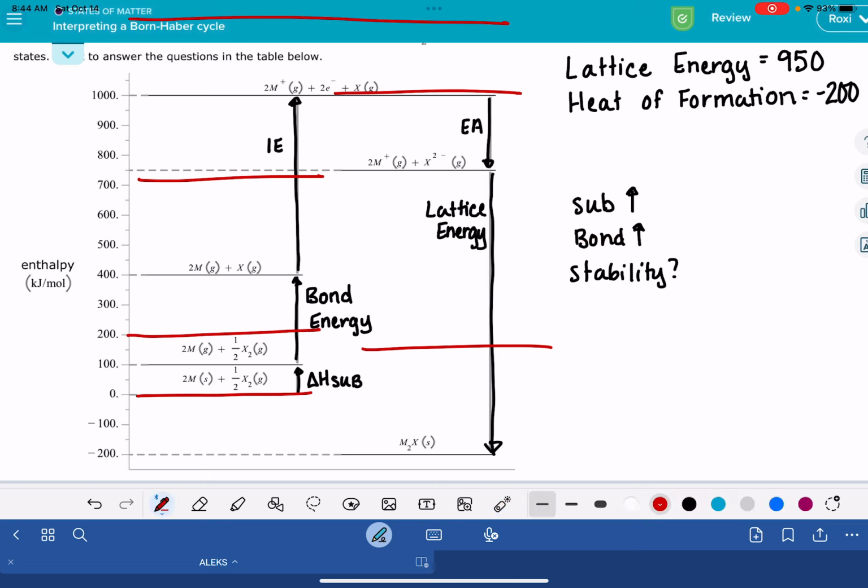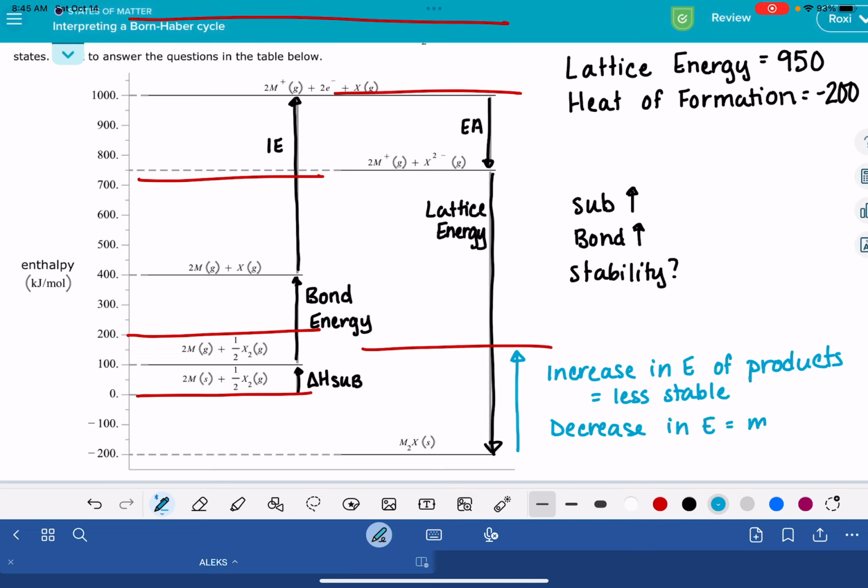Okay, so if the line moved up, the final ending point of your product, if that line shifted up, the energy, if we have an increase in the energy of our products, high energy, that means that it is less stable. If the energy goes up, the product is going to be less stable. And if the energy goes down, then the products are going to be more stable. So if we have a decrease in the energy, then it would be more stable.